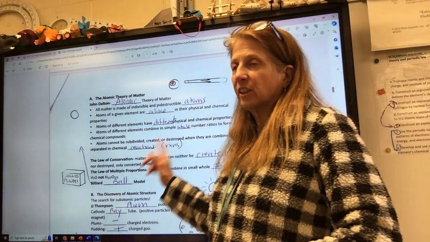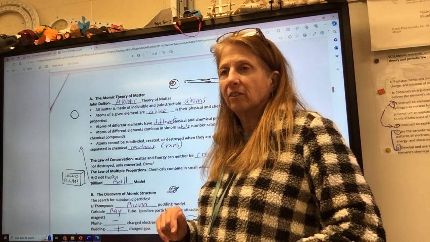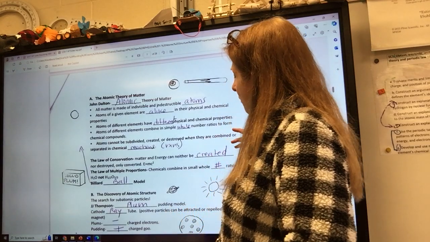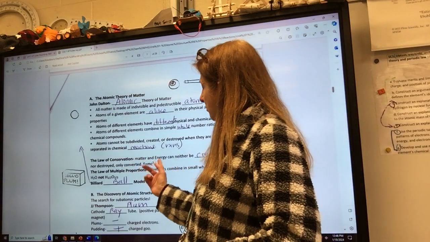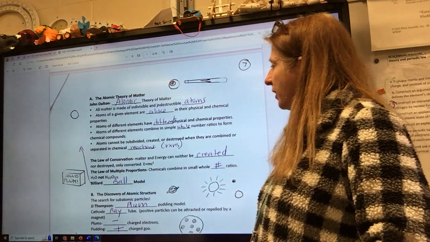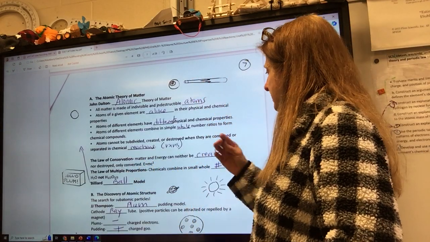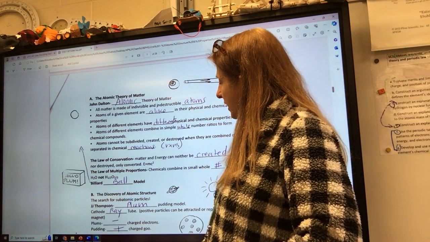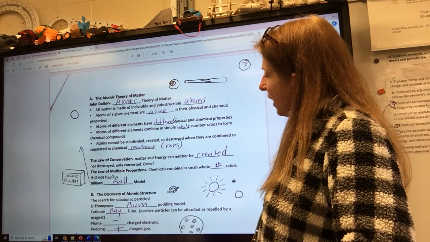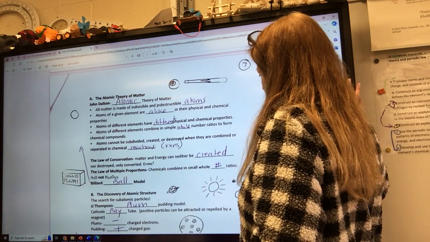And RXN is the abbreviation for reaction. Good? Okay? The law of conservation: matter and energy can neither be created nor destroyed, only converted, even between each other, and E equals mc squared. The law of multiple proportions is chemicals combine in small whole number ratios. It's H2O, not H 1/2, O 2/3. And this is the billiard ball model.